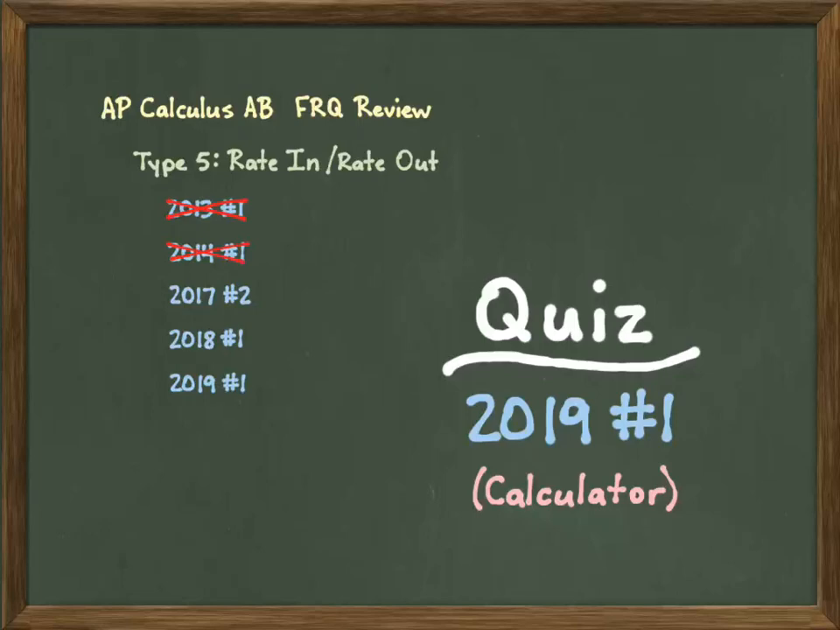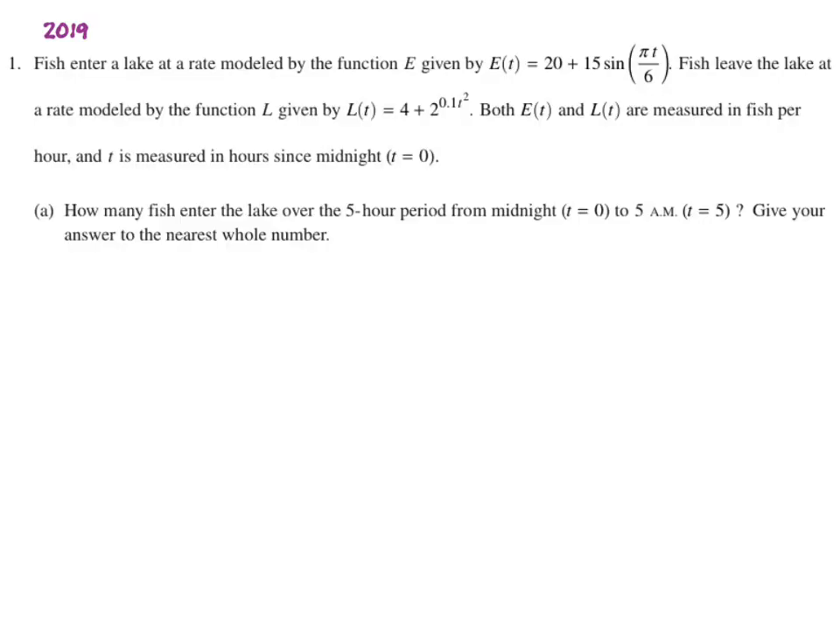All right, for number one, 2019, this was a quiz, so please make sure you do this before you watch this video. It's talking about fish entering a lake. So fish enter a lake at a rate modeled by the function E, given there, E of t. Fish leave the lake at a rate modeled by the function L. Both E and L are measured in fish per hour, and t is measured in hours.